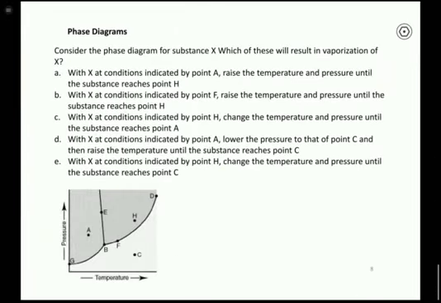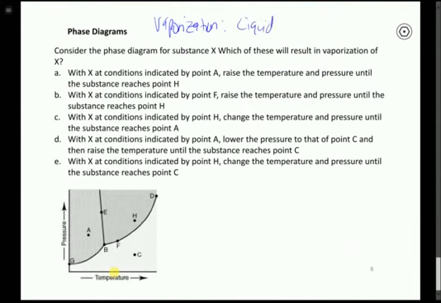Okay, so the last problem I want to go over deals with phase diagrams. So we're looking for the vaporization of X. So remember that vaporization is liquid going to gas. So in this diagram down here, if we're talking about a process of vaporization, we need to start in a part of the diagram where the liquid exists and move to a part of the diagram where the gas exists.